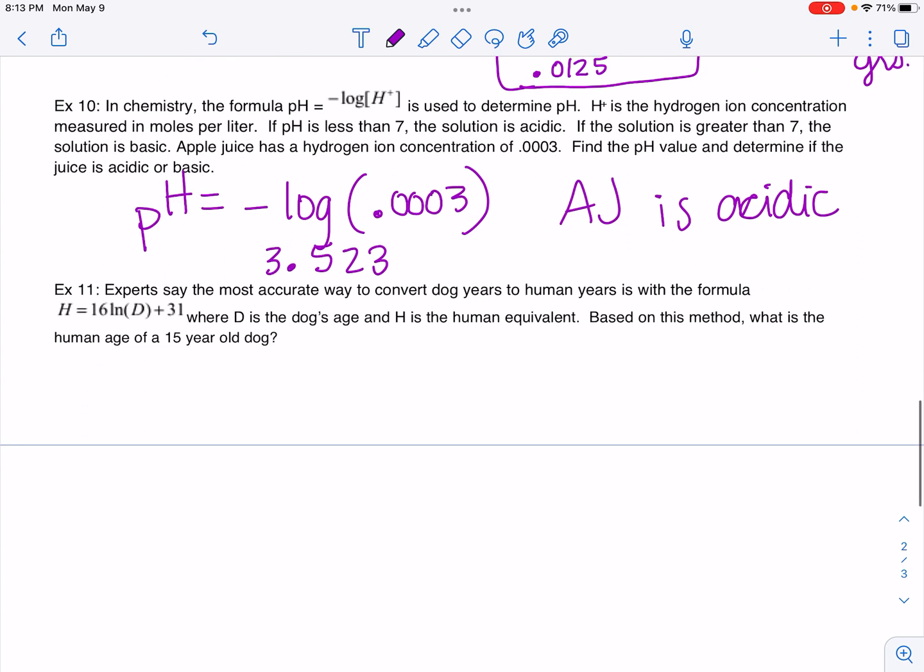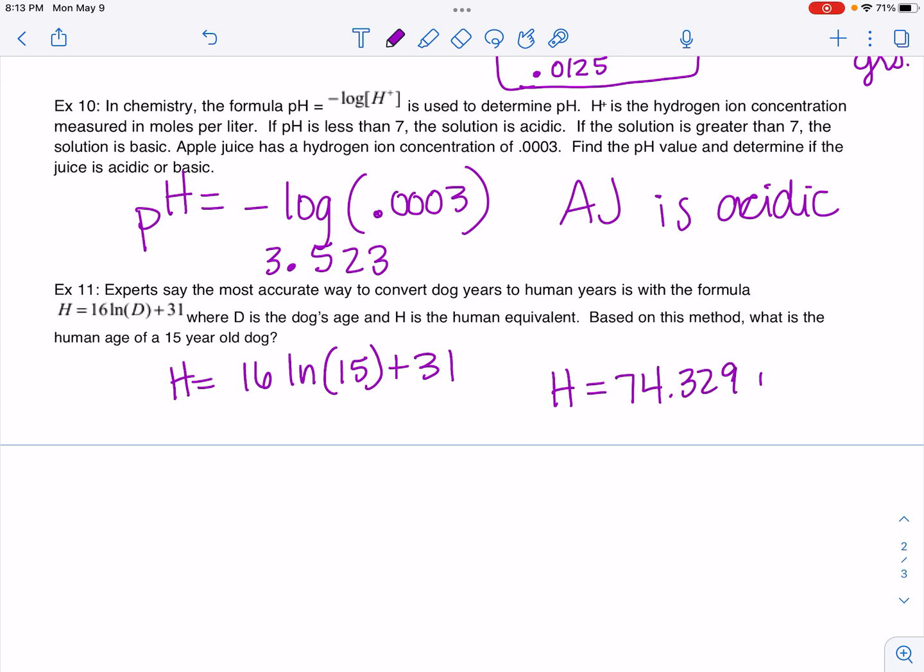If we wanted to see what the human age would be of a 15-year-old dog, which, as you probably know, is really, really old and probably on its last leg, poor thing, that human age would be 16 times the natural log of 15, plus 31. Again, this is just plug and chug into the calculator, and that dog's age represented in human years would be about 74.329 years.